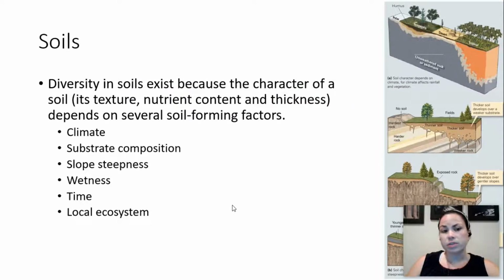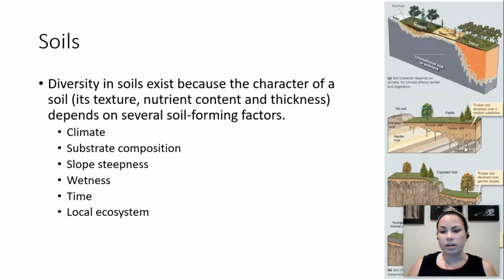So there's a lot of diversity in soils, and this exists because of the different character of soil. This depends on a few things, like the climate. Is it really hot or is it really cold? The substrate composition. Like I said, the example before was a lot of ions and clays. But soils can also have different character based on how steep the slope is and where those soils can accumulate. So if you have a steep slope, you have, of course, thinner soil here and thicker soil further down.